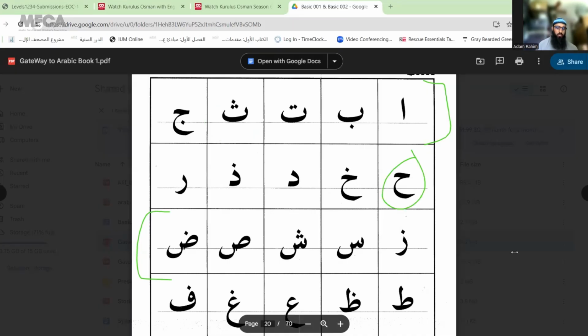Brother Shadi, can you please read the circled letter for me, please? Ha. Ahsanta. Very good. Brother Sharif, can you please read the circled letter for me, please? Ra. Ahsanta. Very good job. Very nice. You guys are doing really good.